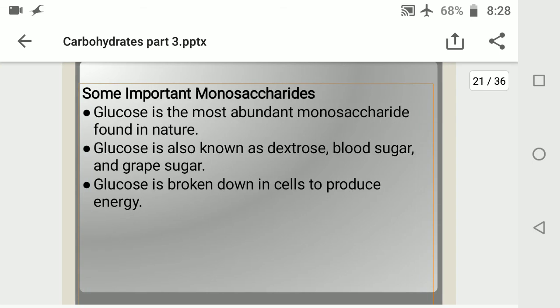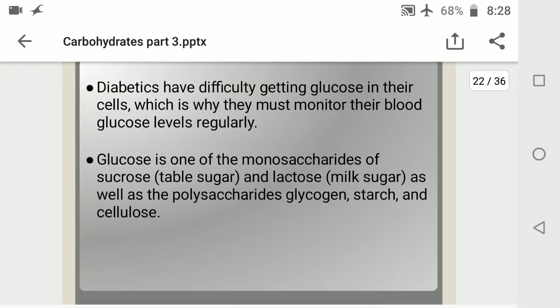Some important monosaccharides. Glucose is the most abundant. Glucose is known as dextrose, blood sugar and grape sugar. Glucose is broken down in cells to produce energy. Diabetics have difficulty getting glucose into their cells, which is why they must monitor their glucose level regularly. Glucose is one of the monosaccharides of sucrose and lactose, as well as of the polysaccharides glycogen, starch and cellulose.